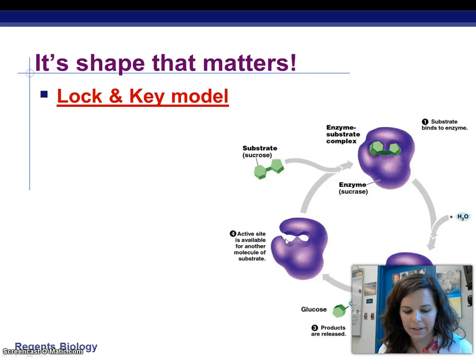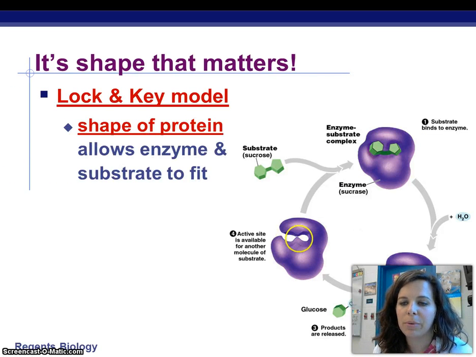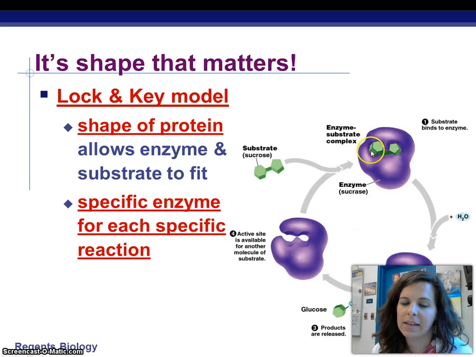It's the shape that matters, and they call this a lock and key model. The shape of the protein allows the enzyme and substrate to fit. So this is like the lock. The enzyme is like the lock, and the substrate is like the key that fits into it. So there's a specific enzyme for each specific reaction because only one key is going to fit in any lock.